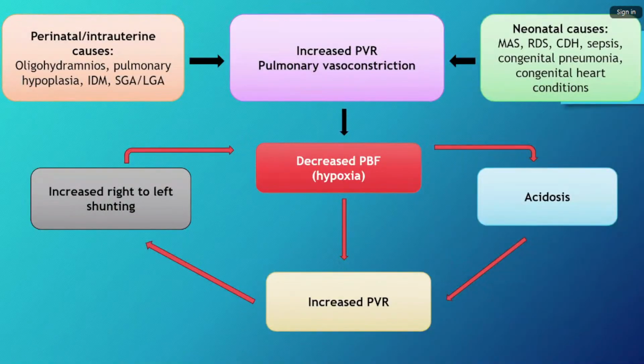Now, what happens in PPHN? Because of perinatal intrauterine causes and neonatal causes like meconium aspiration syndrome, respiratory distress syndrome, congenital diaphragmatic hernia, sepsis, congenital pneumonia, congenital heart conditions, and antenatal causes like oligohydramnios, pulmonary hypoplasia, SGA, or LGA, there's increased pulmonary vascular resistance and pulmonary vasoconstriction, which leads to decreased pulmonary blood flow, causing hypoxia, acidosis, and increased right to left shunting. And this vicious cycle goes on and on.